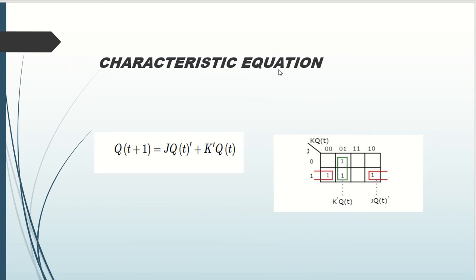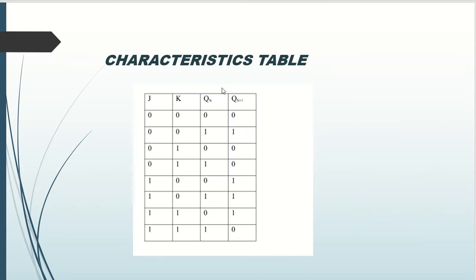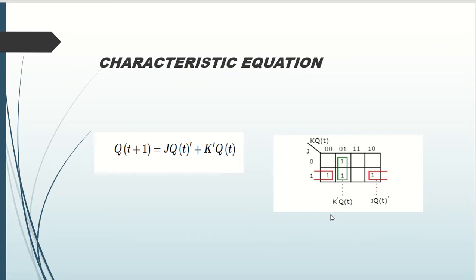The characteristic equation. From this characteristic table we can derive the K-map. From this K-map we can derive the equation, that is Q of t plus 1 equal to J Q of t dash plus K dash Q of t. Let's see the demo.